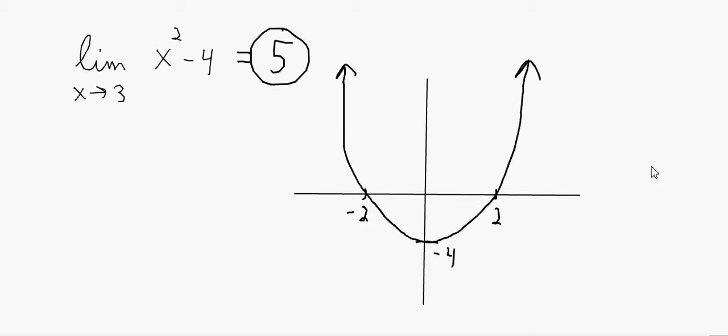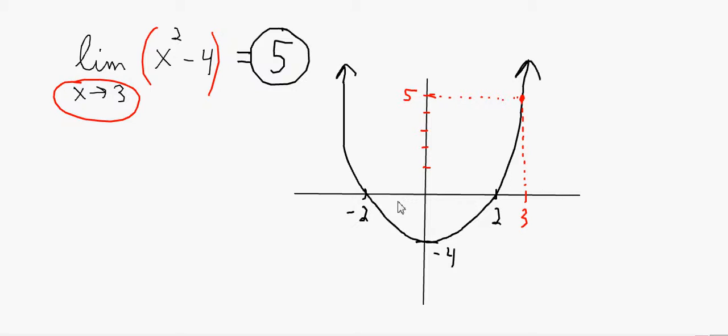And we want to know what's happening when x gets super close to 3. That's exactly what this limit means. X is getting close to 3. What is the height, the y value, on x squared minus 4? Well, 3 is out here somewhere. And you can see the point is up here, and we're saying that's going to be 5. So like 1, 2, 3, 4, 5. There you go. And at 3, the function equals 5. That's the point there.